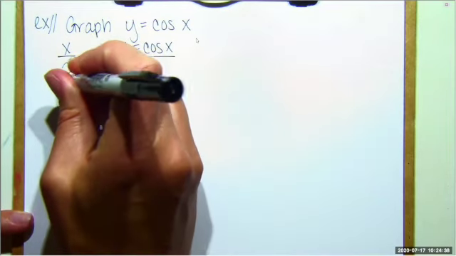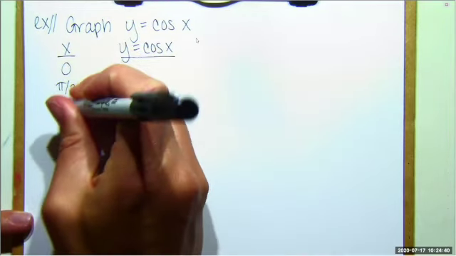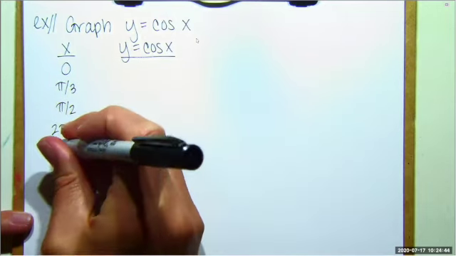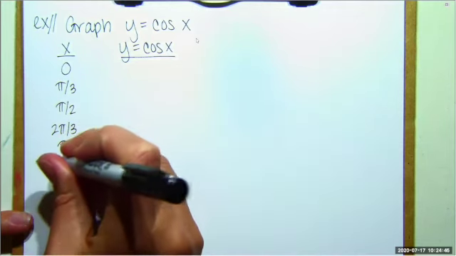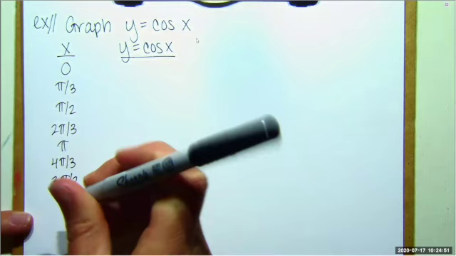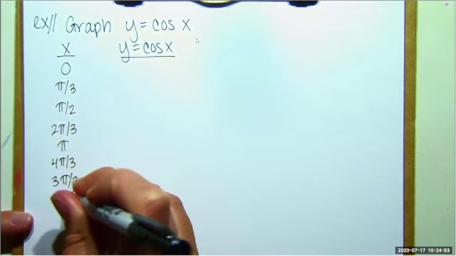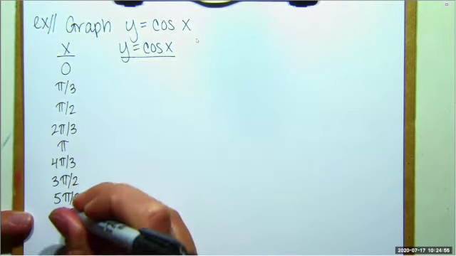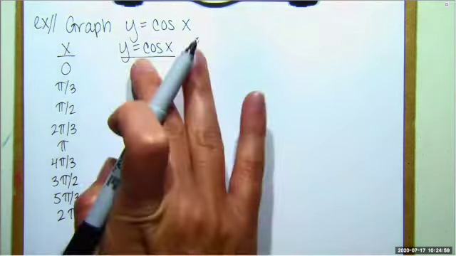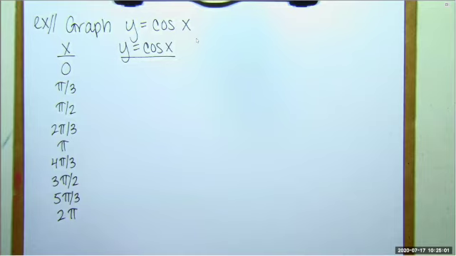I'm going to pick 0, pi over 3, pi over 2, 2 pi over 3, pi, 4 pi over 3, 3 pi over 2, 5 pi over 3, and 2 pi. Okay, so I'm picking the values that have outputs, these y values, that work out nicely. I picked the ones without square roots in them just for the sake of demonstrating what this graph looks like.